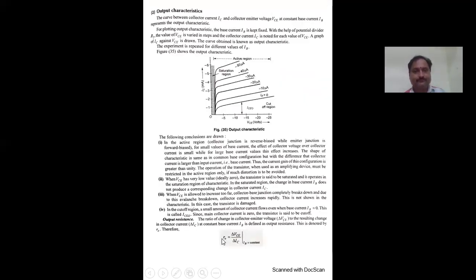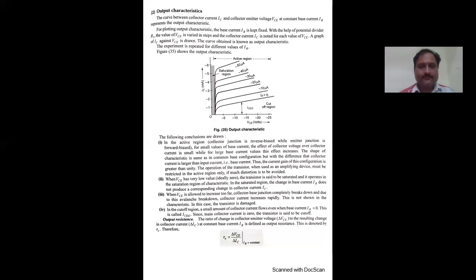Same form. And output characteristics. Output characteristics means it is related to collector emitter configuration or collector emitter junction. The current must be collector current, IC. In the input characteristics, voltage is VBE, emitter base junction, current is base current. In this output characteristics, collector current and again IC.